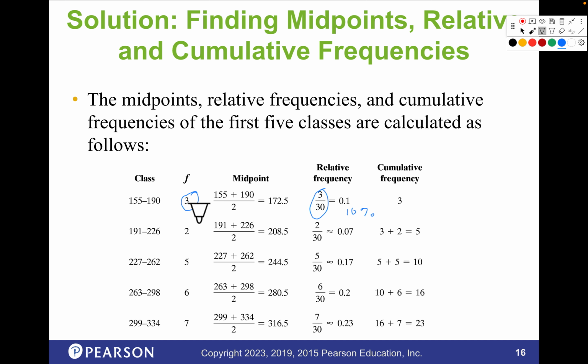Well, we just started counting, so we've got 3, right? The next one, we have a frequency of 2. So again, we do the same thing. 2 divided by 30 is 0.07 or 7%.